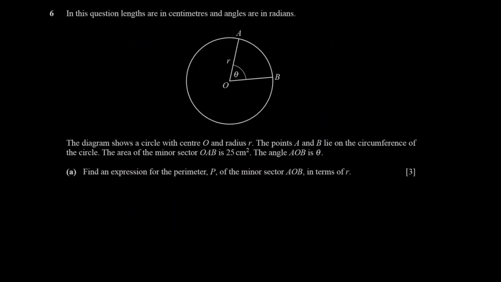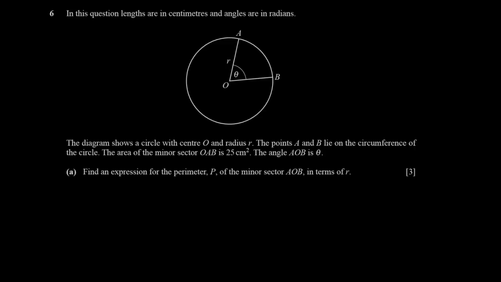Okay, we're in question 6, which is a circular measure style of question. We're told that we have a circle with center O with radius r. The points A and B are on the circumference, and the area of the minor sector is 25 centimeters squared. By the way, when we say minor sector, we mean this smaller sector here. The major sector would be this one here. We want to find an expression for the perimeter P in terms of r.